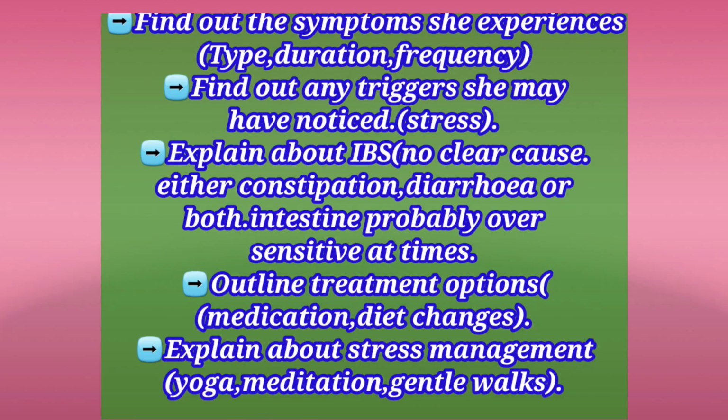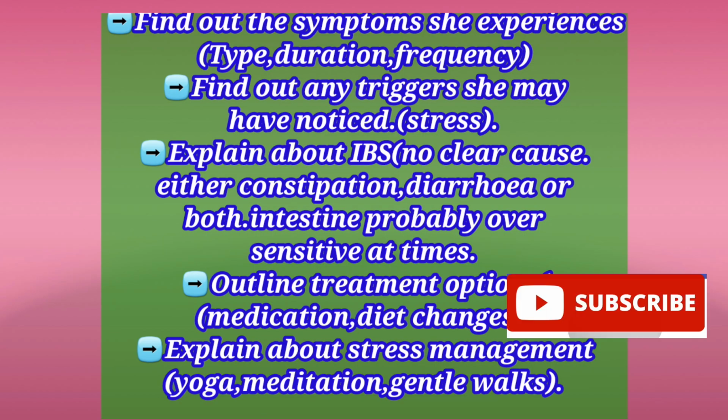Task: find out the symptoms she experiences, type, duration, frequency. Find out any triggers she may have noticed, such as stress. Explain about IBS: no clear cause, either constipation, diarrhea, or both. The intestine is probably oversensitive at times. Outline treatment options: medication, diet changes. Explain about stress management, yoga, meditation.